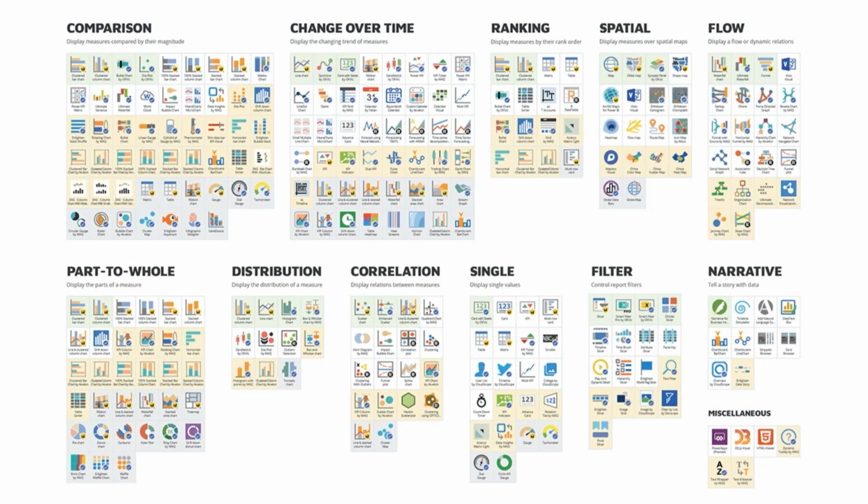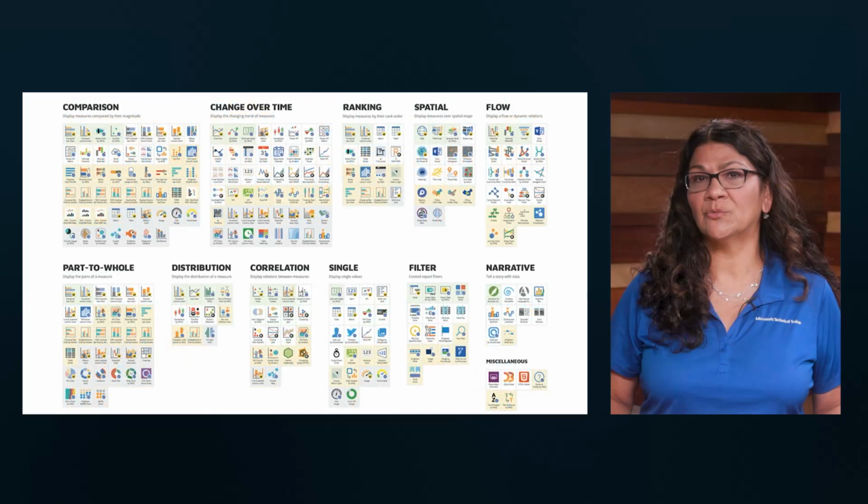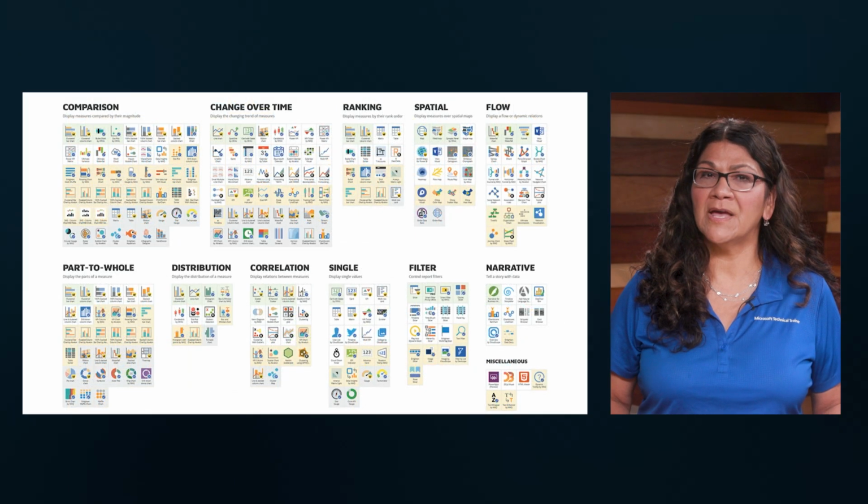There are a lot of ways to tell your organization's story, and it doesn't have to always be with a line chart or a bar chart. Take a look at some of the options here in this Power BI visual reference. This shows you different ways to tell your story if you're trying to compare numbers or show change over time or to rank your data. There are many different visualizations that you can use.